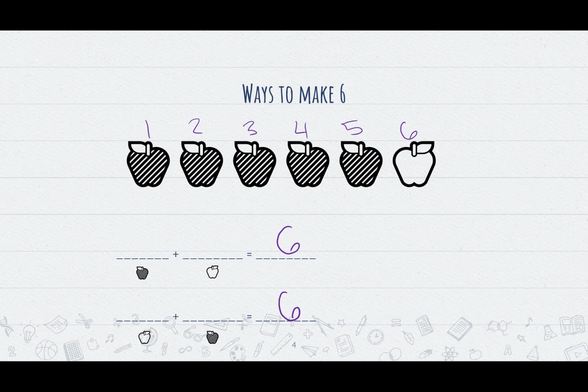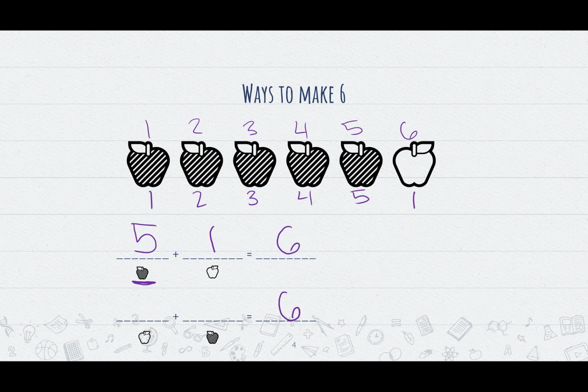So let's go ahead and count our striped apples. 1, 2, 3, 4, 5. We have 5 striped apples. So in my addition sentence down here, where it says the number of striped apples, I'm going to write the number 5 because I counted 5 striped apples. And for the number of plain apples, I still need to count. Let's count how many plain apples. 1. So if I have 1 plain apple, I'm going to write the number 1 where my plain apples are. So 5 plus 1 equals 6.